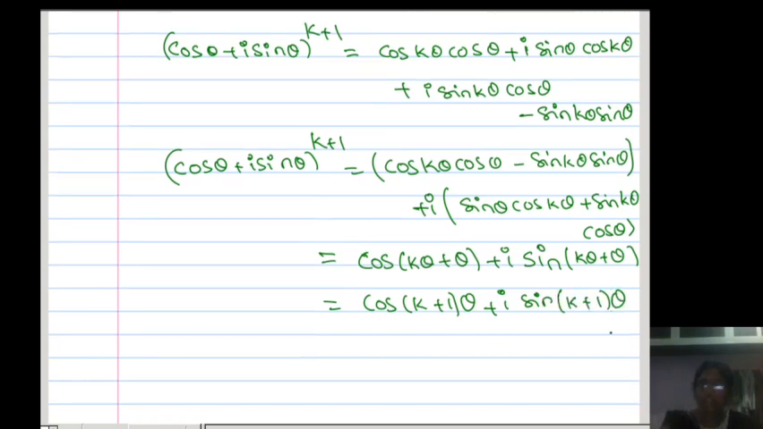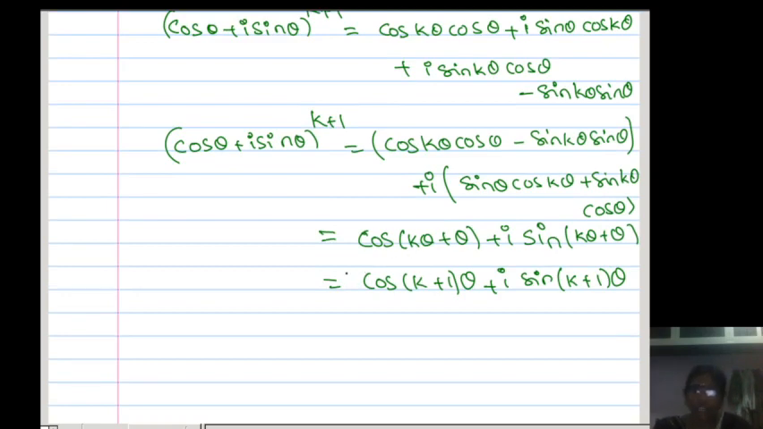You can take theta outside as common. So finally, what is the conclusion here? (Cos theta plus i sin theta) whole power k plus 1 is equal to, RHS is, cos of (k plus 1) theta plus i sin of (k plus 1) theta. This is the RHS you got. If I take the LHS, you got the RHS. LHS is equal to RHS. So the relation is true in the case of n equal to k plus 1, S of k plus 1 is true.